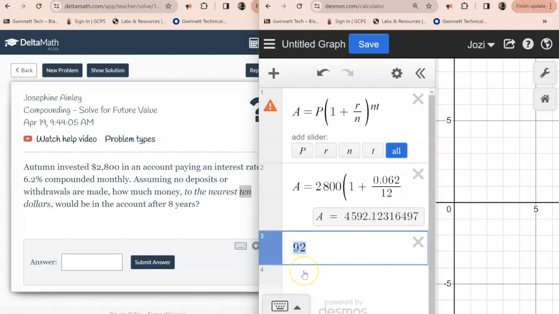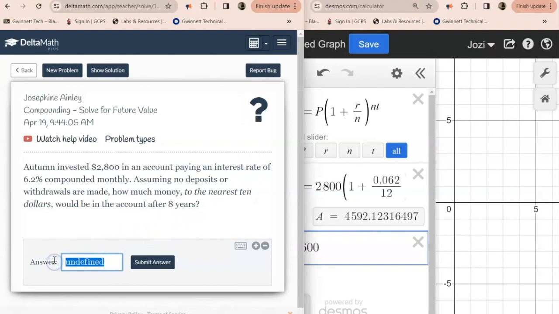So $92, is it close to 90 or 100? It's close to 90. So since it's close to $90, it's going to be $90. If it was close to, let's say it was 96, looking at just the tens of dollars, 96 is close to $100, so I would have $4,600. Okay, so 4590 is our answer to the nearest $10. So be careful that it doesn't say tenth, T-H.